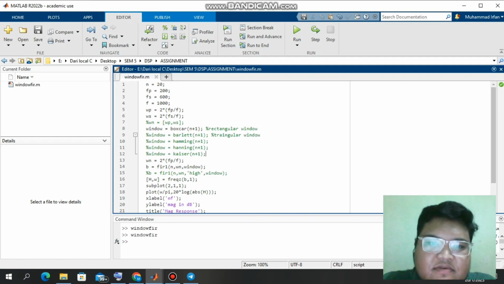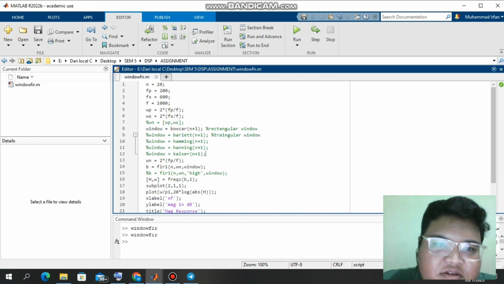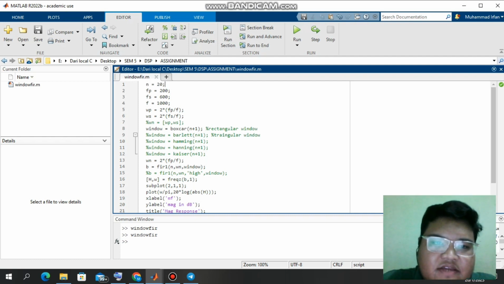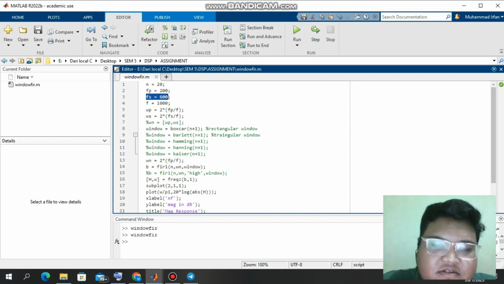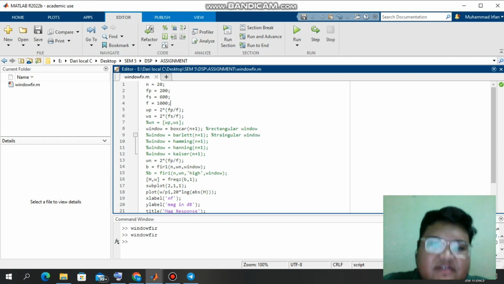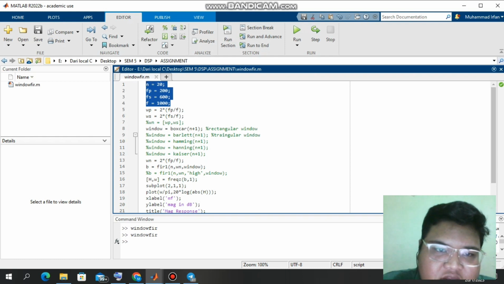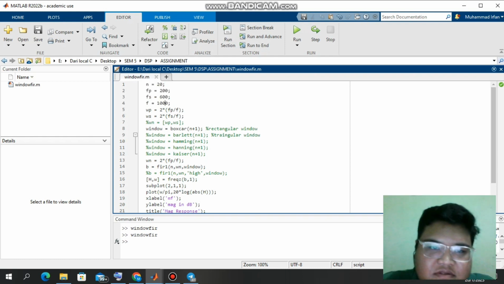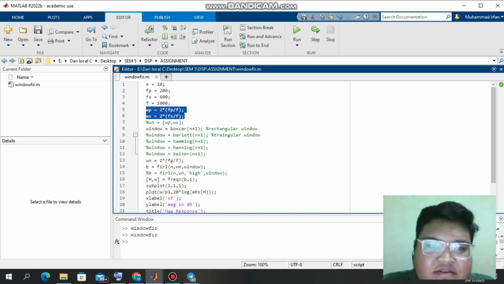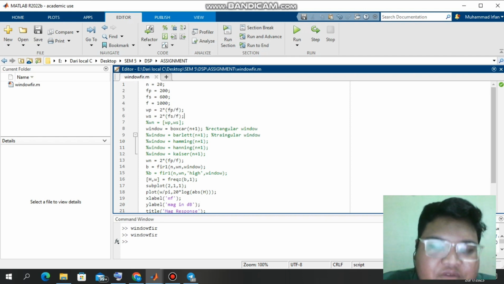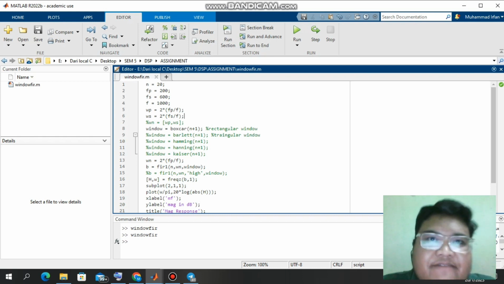Okay, this is my coding for the window function. First of all, I put the variable n for the filter order. Next, Fp is the passband frequency, Fs is the stopband frequency, and F is the sampling frequency. For these values I put random numbers. The variables and functions for Wp and Ws are to convert these to radians per second.